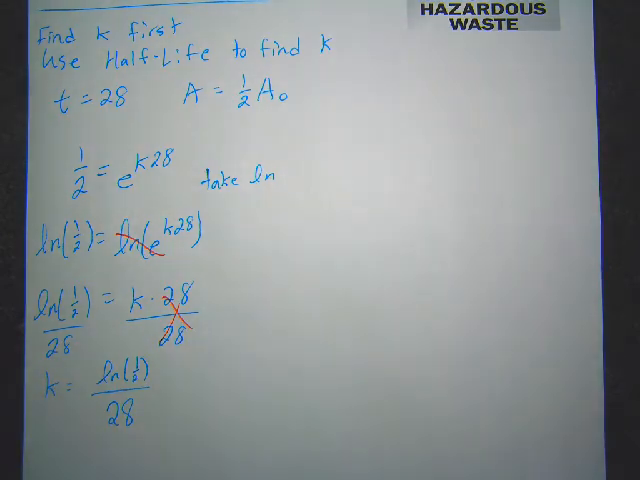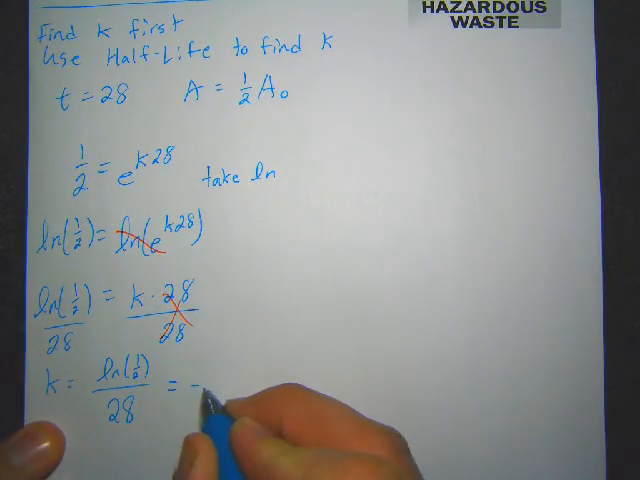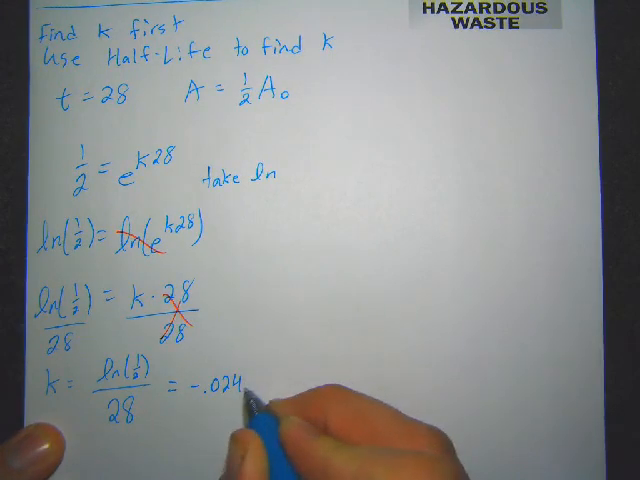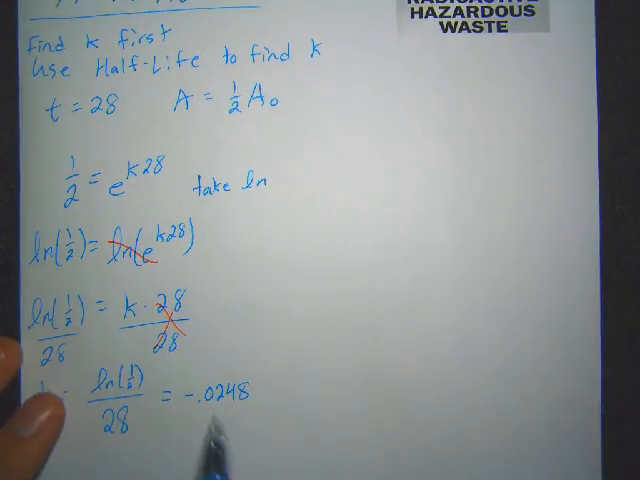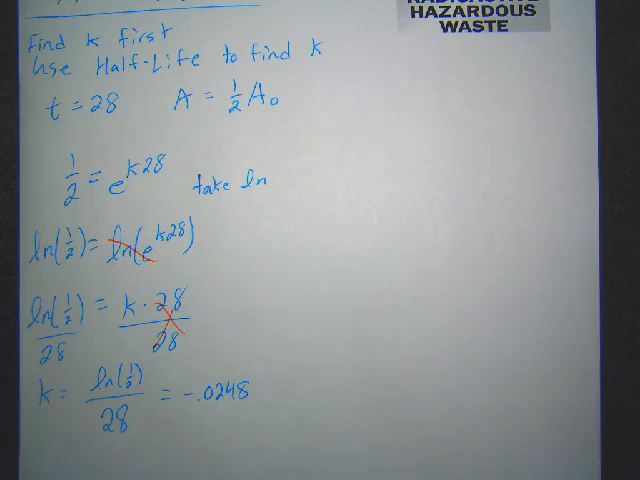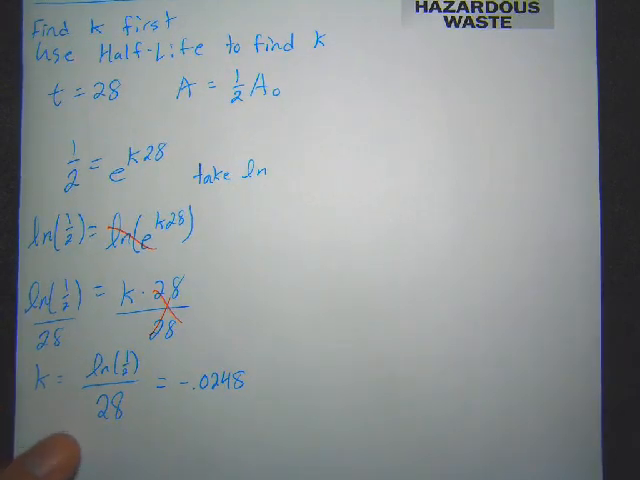So we put in there, K is negative 0.024. I'm going to actually go all the way to the 248. More decimals here will just give me a more accurate answer at the end. So that's why I like to do that. Okay, so that gives me K.